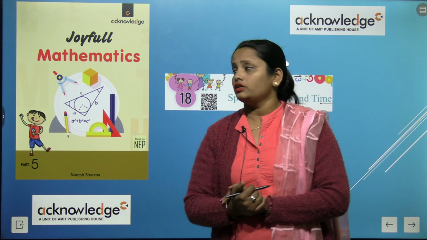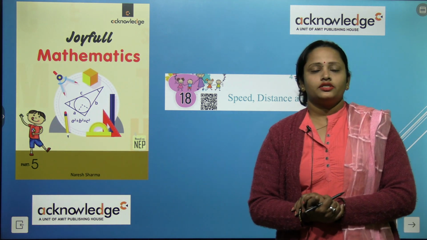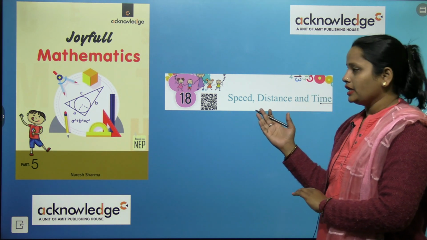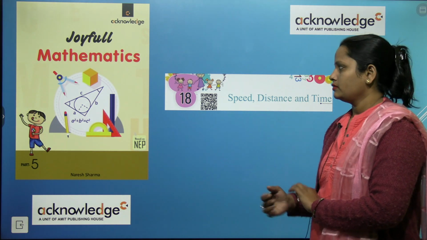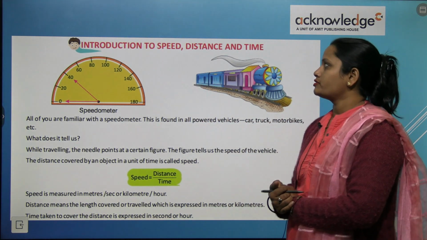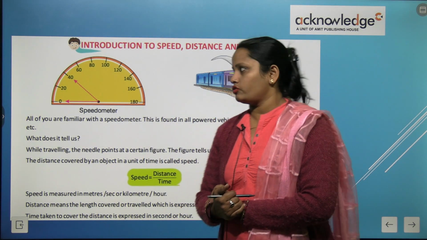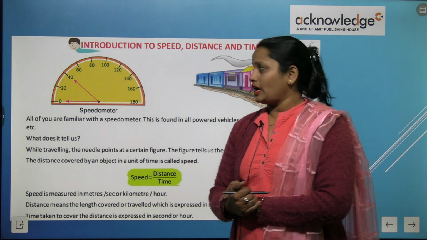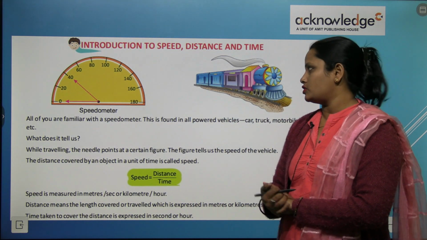This is a book, Joyful Mathematics, and today we are going to start chapter number 18, Speed, Distance and Time. So here, let's see what's written in the introduction of speed, distance and time. Here you can see there is a speedometer in front of you. What it tells? ये क्या बताता है? It tells us the speed. ये हमें speed बताता है किस speed से हम चल रहे हैं.